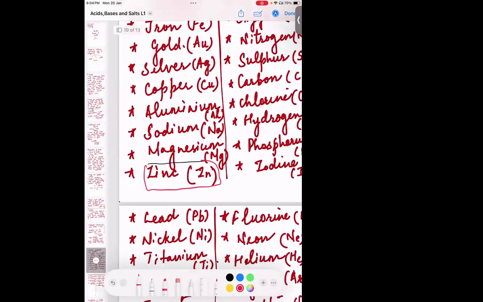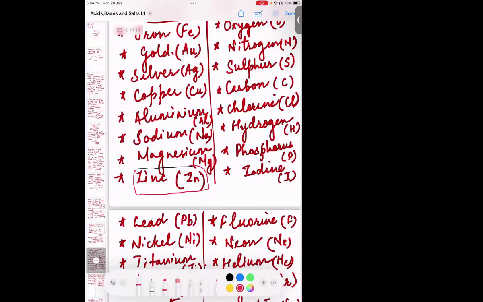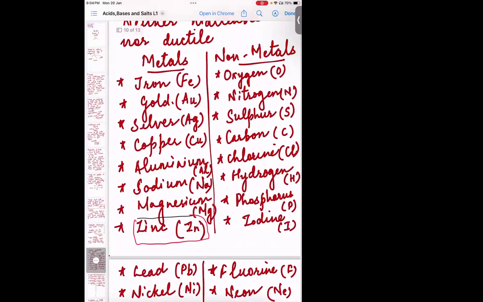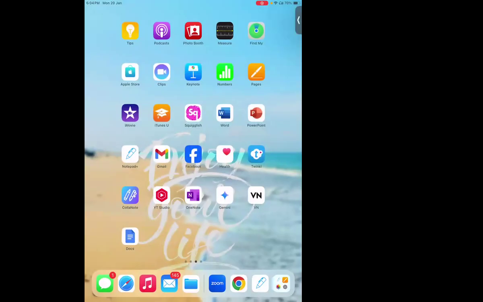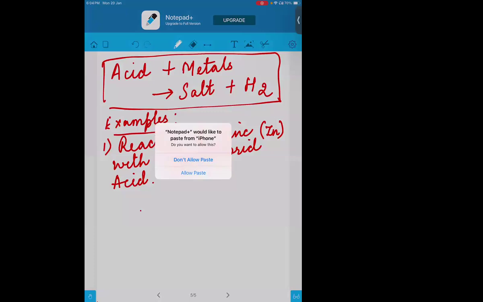Each and every element on our earth has a name and a symbol. Iron is written as Fe, capital F, small e. Gold is written as capital A and small u. Silver is written as capital A and small g. Copper is written as capital C and small u. Aluminium is written as capital A and small l. Sodium, capital N and small a. So these are the symbols. Again, I'll share this sheet in the group so that you can learn them. Okay, Shritesh, Adrit, Rohini.